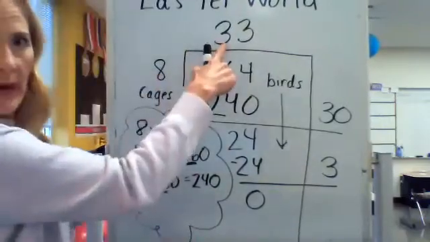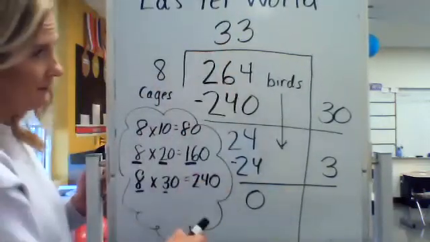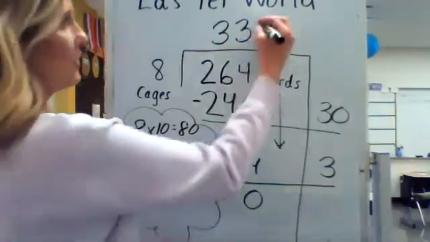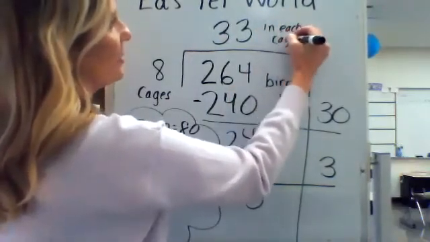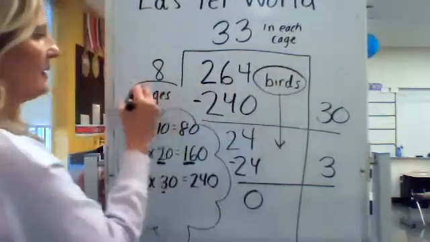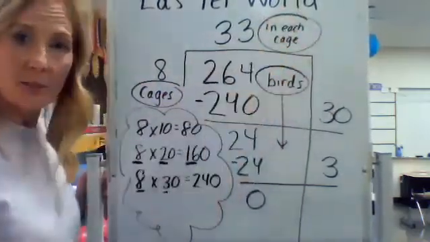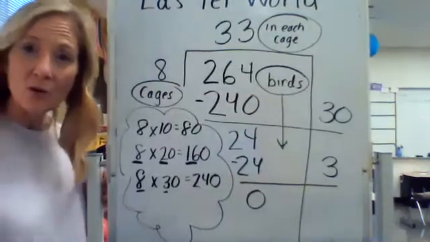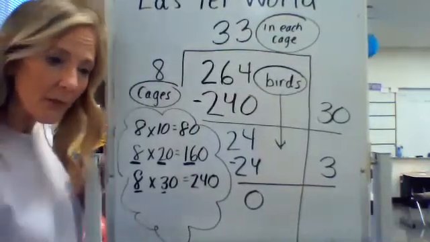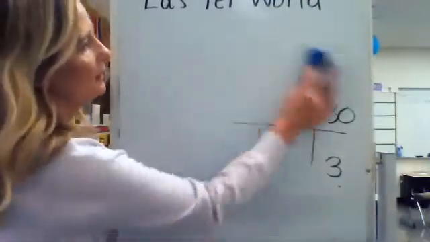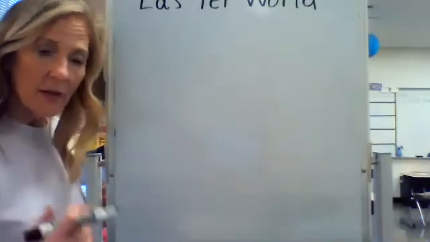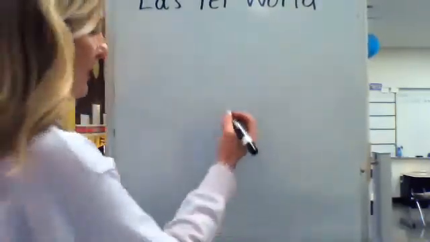So 33 what? How would I label this number? In each cage, or birds in each cage. Don't skimp on your labels. I promise you, as the problems get more complex, you will be so, so glad that you labeled all your numbers from the beginning. So we should be recording these in your chart. If you haven't already, go back and write those. And then let's start from here, writing with me as we continue on.